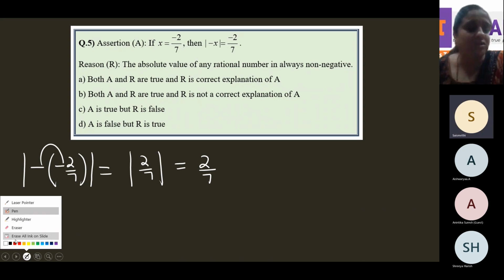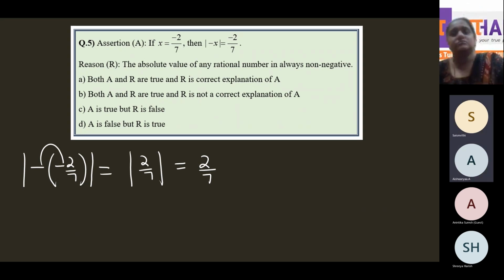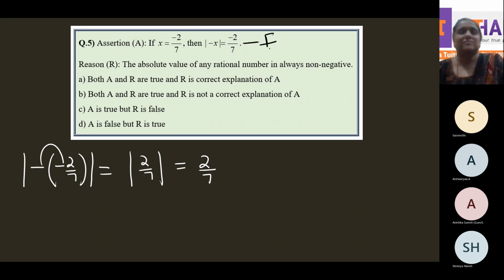Is the assertion true, children? No, ma'am. The reason is wrong. The absolute value of any rational number is always non-negative. True, ma'am. Both of them are true. No, ma'am. The answer is A, ma'am. Ma'am, isn't the answer D? Yeah, A is false, right?